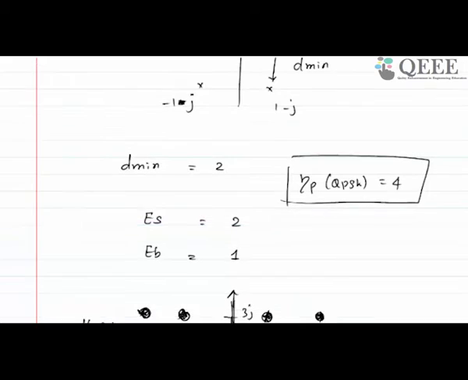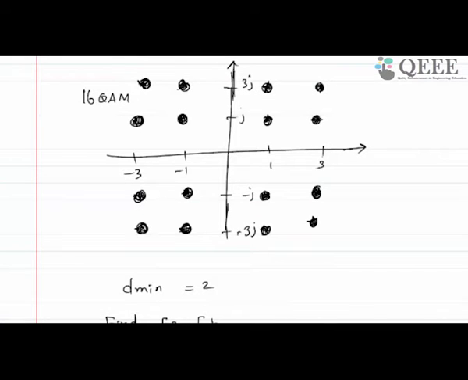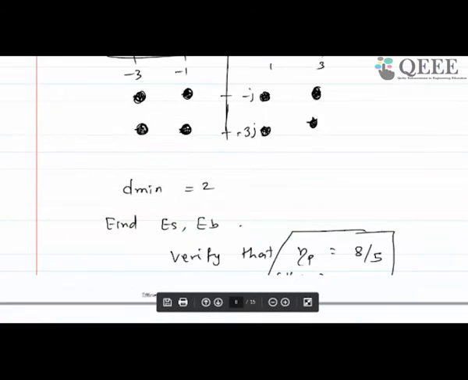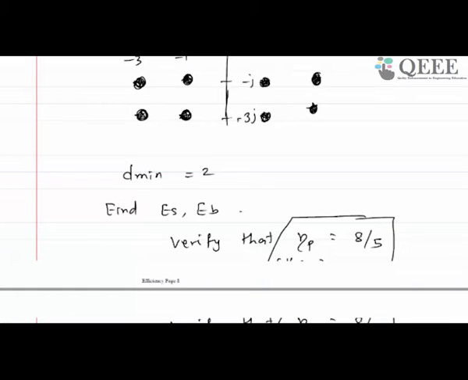On the other hand, I can compute it for 16 QAM also. For 16 QAM, d min again is 2, because if you have 1 plus j and 1 plus 3j, the distance between them is 2. These two are the closest points, so the minimum distance is 2 here. You can find the average symbol energy and average bit energy, and then we will see that the power efficiency is 8 by 5.